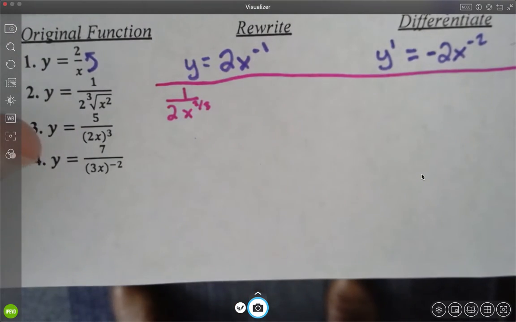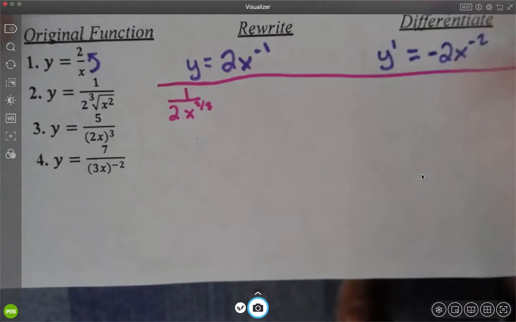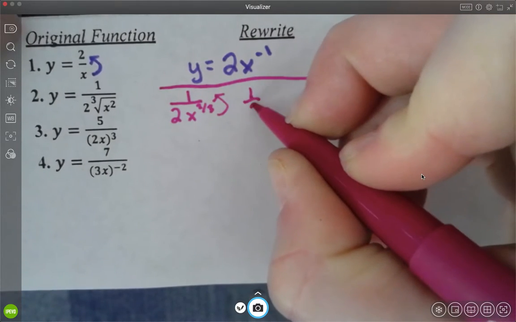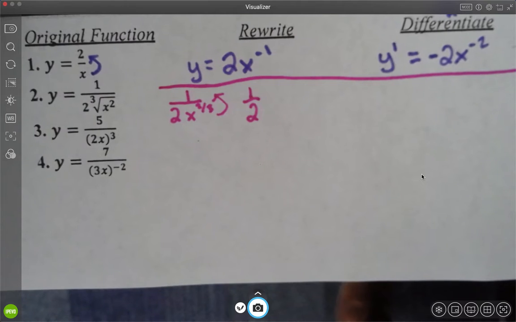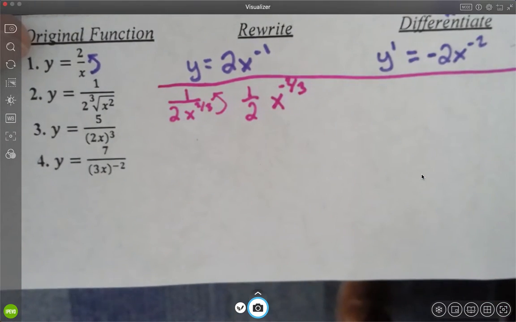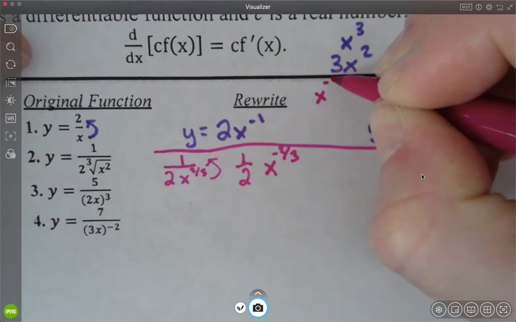Now I'm still not happy with that. I still want to rewrite it. Bring it to the top. When I bring it to the top, I'm actually going to detach it from the 1/2. Can I do that? Like 1/2, and then this is x to the -2/3. That would be the same thing as x to the -2/3 over 2, right?